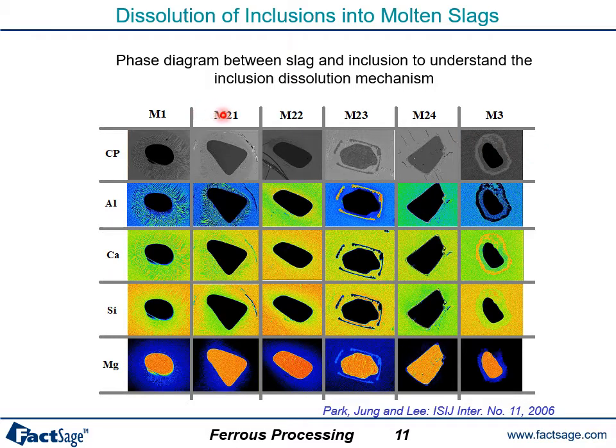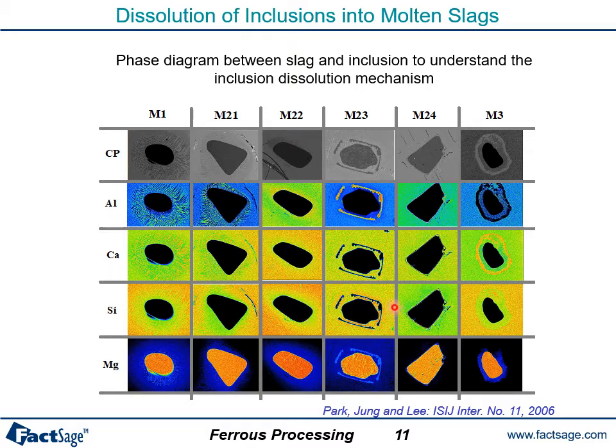Especially from this M21 to M24 slag, we picked the CaO/SiO2 ratio, so the basicity of the slag, and we simply changed the alumina amount from M21 to M24. Then we put the MgO particle in this slag system, and we found a very interesting phenomenon. In M21 and M22, there was nothing happening around this MgO particle, and the dissolution was very fast.